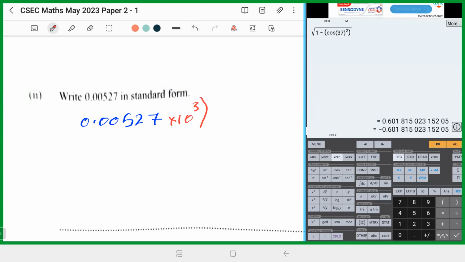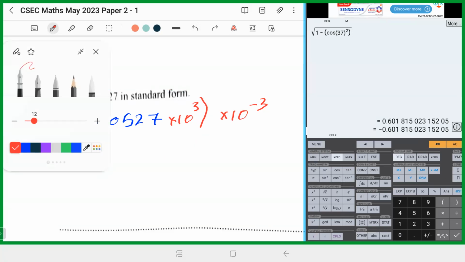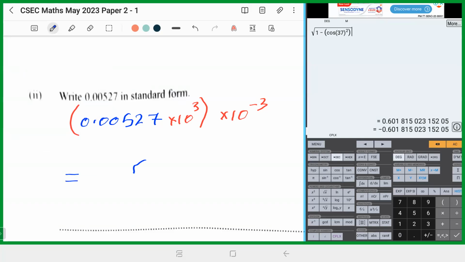This will move the decimal point for me. But then to cancel out the multiplication of that 10 cubed, I now have to multiply by 10 to the minus 3. So this and this basically cancel each other out. But what I have in the bracket will move the decimal point for me, and so it will become 5.27. That's what this did. This moved the decimal point for me to give me that. And then I have to balance that adjustment by multiplying by 10 to the minus 3. And this is my standard form result.